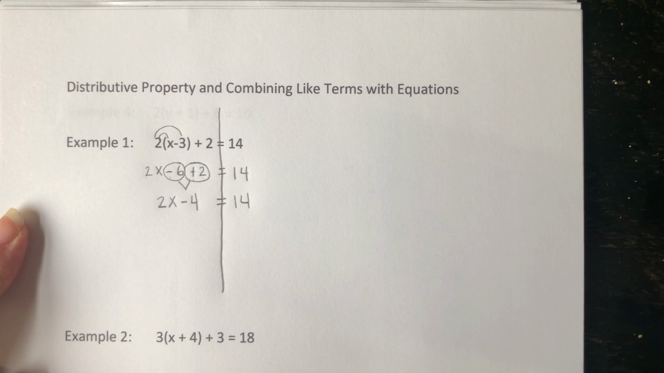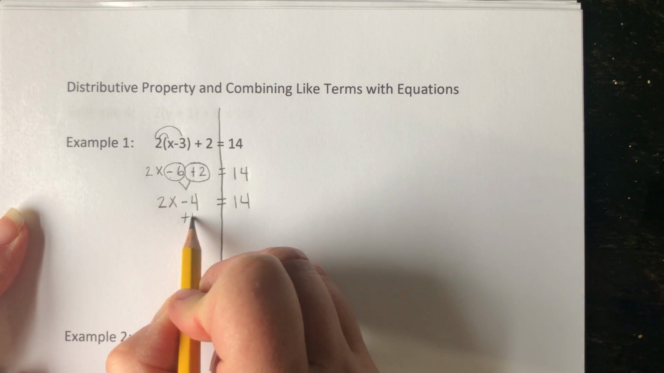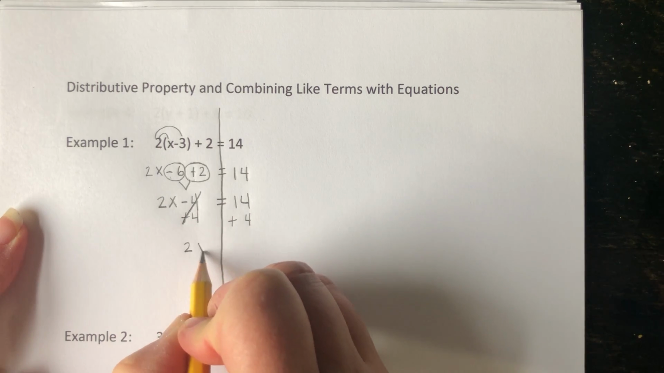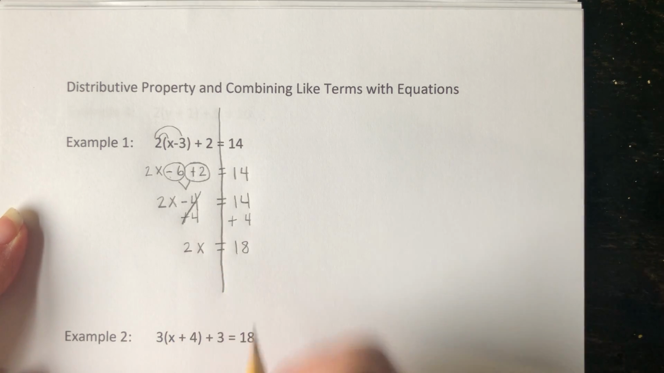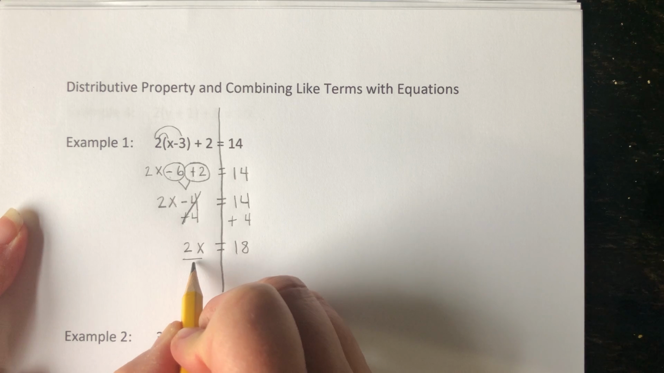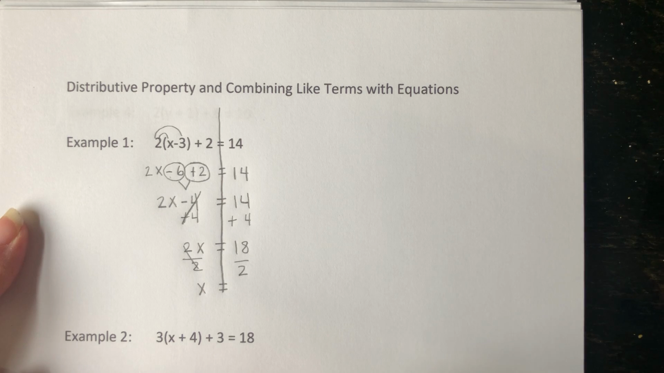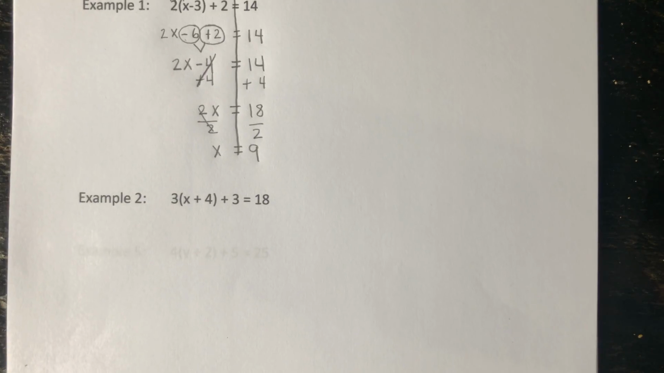Now I just have my regular old two-step equation that we've been doing. So I want to add or subtract first. So I'm going to add 4 to both sides. My 4's will cancel. I'm left with 2x equals 14 plus 4 is 18. And then I just divide by 2 on each side. The 2's will cancel. X equals 18 divided by 2 is 9. Okay, that's the only example I'm going to show you with a negative. Everything you're going to be expected to do is going to have all positives, but I just wanted to give you one example. Let's look at example 2.